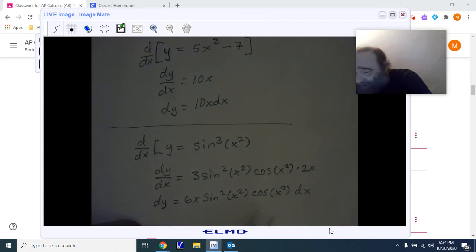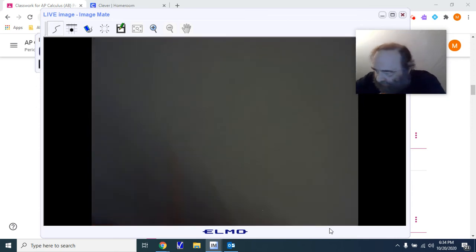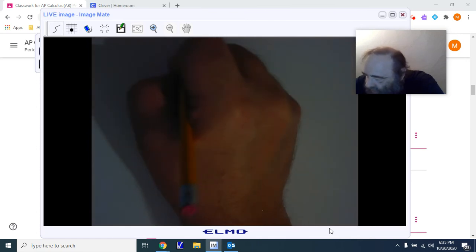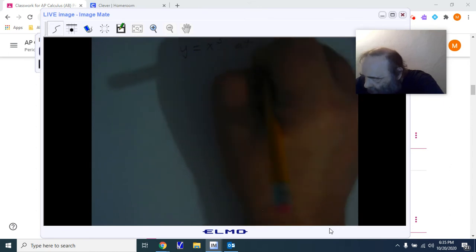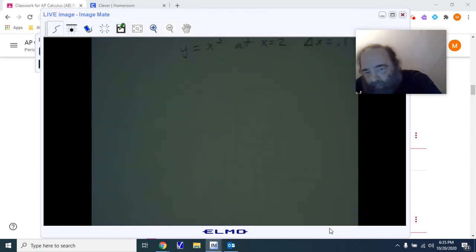So if you can find a derivative, you can find a differential. And if you can find a differential, you can find an approximation. Let's find an approximation now. We've been able to find our derivatives, or our dy's. Let's now use it. Let's say we know the equation is y equals x cubed at x equals 2, and we want our delta x to equal 1/10.